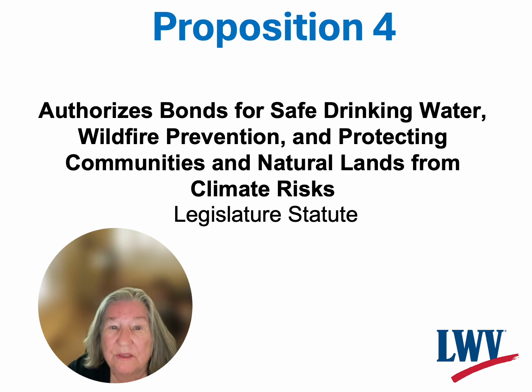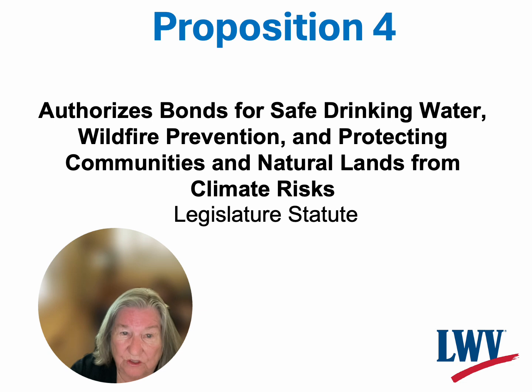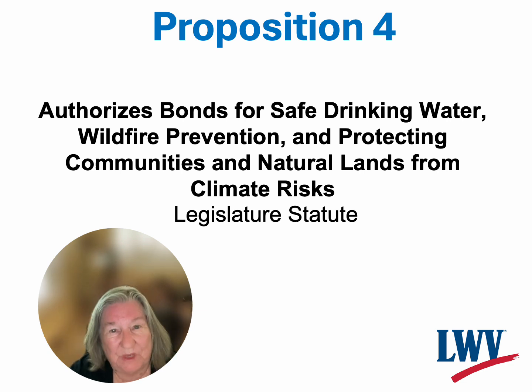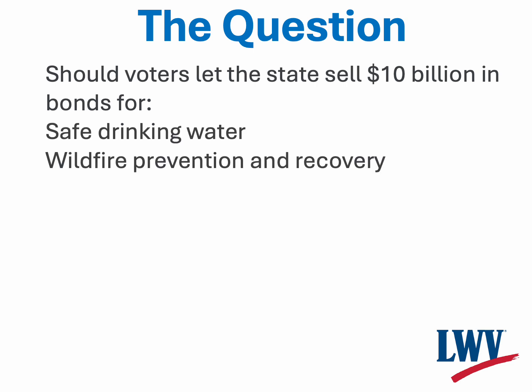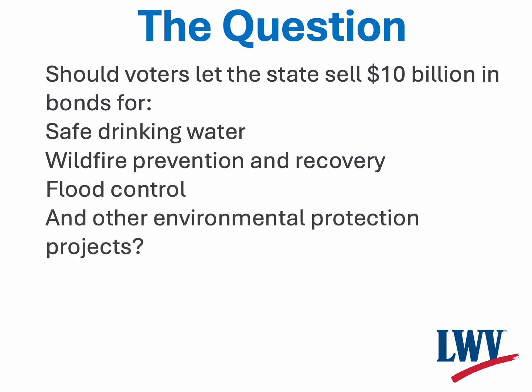Proposition 4 is a bond measure put on the ballot by the legislature, which would raise $10 billion to provide safe drinking water, help with wildfire protection, and protect California communities and lands from the risks of climate change. Will California voters give the state permission to sell bonds to finance protections for safe drinking water, wildfire prevention and recovery, flood control, and other environmental protection projects?